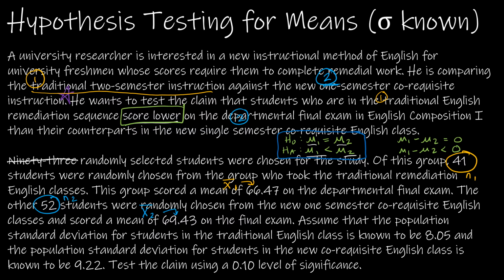Assume that the population standard deviation for students in the traditional English class, which was 1, is known to be 8.05. So that's sigma 1. And for the other, it is 9.22, sigma 2. And then we are using alpha of 0.1.